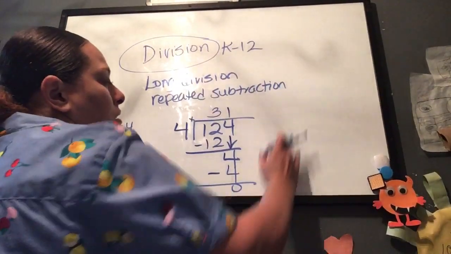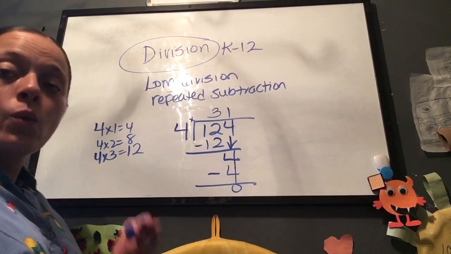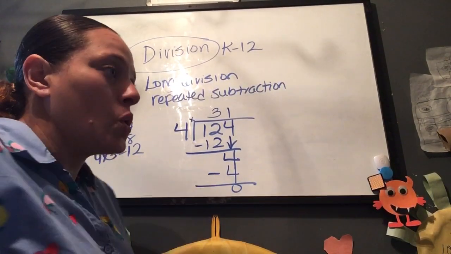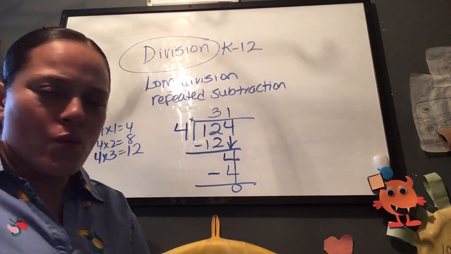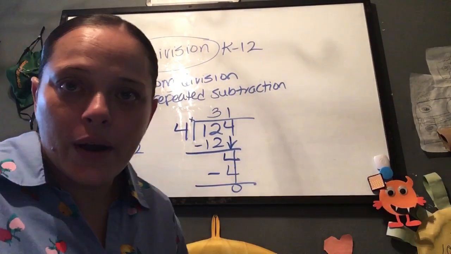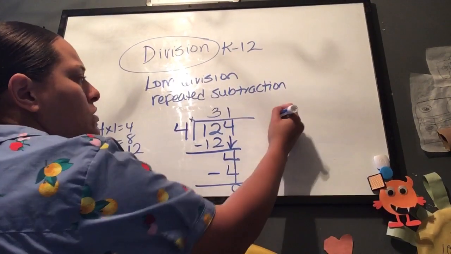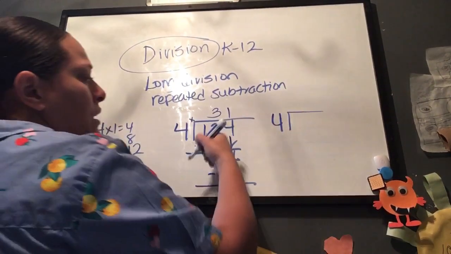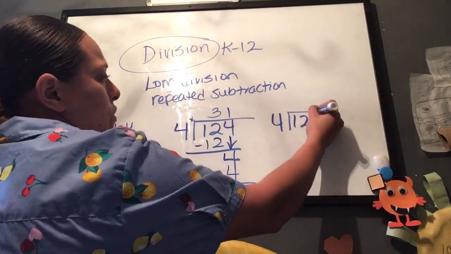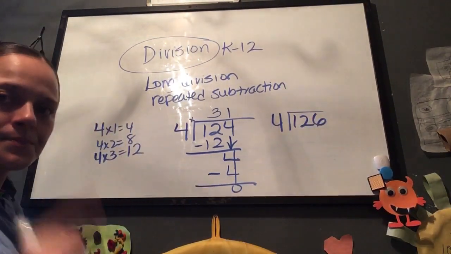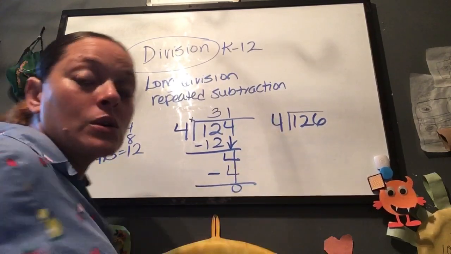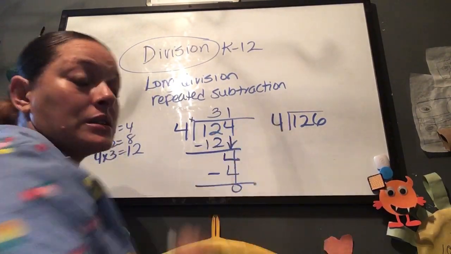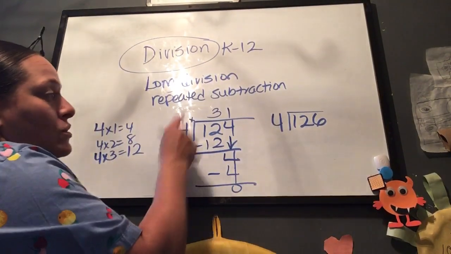Sometimes with numbers like this, we can actually have something called a remainder, which wasn't going to be part of what I wanted to talk about today, but we're going to go for it. So let's say we have this number, right? And instead of it being 124, it'll be 126. Watch what happens. Well, we know 4 doesn't go into 1. 4 goes into 12. Well, we know that it goes 3 times.